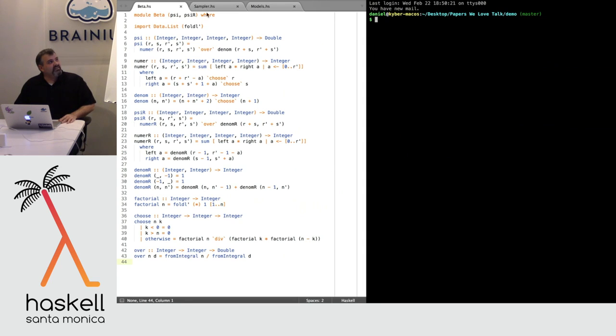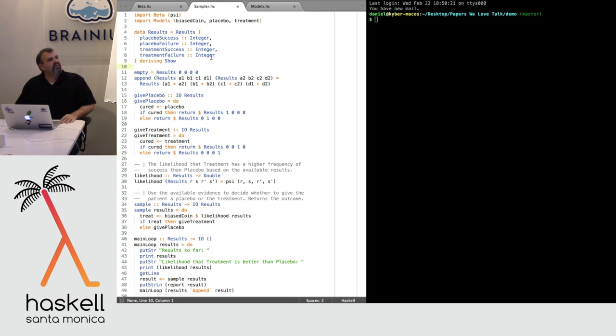Here, we're going to use the stats library in this program called sampler. So in the sampler, we need a struct to hold our results. And our results are very simple. We have the number of placebo successes, that's R, number of placebo failures, that's S, treatment successes, R prime, treatment failures, S prime.